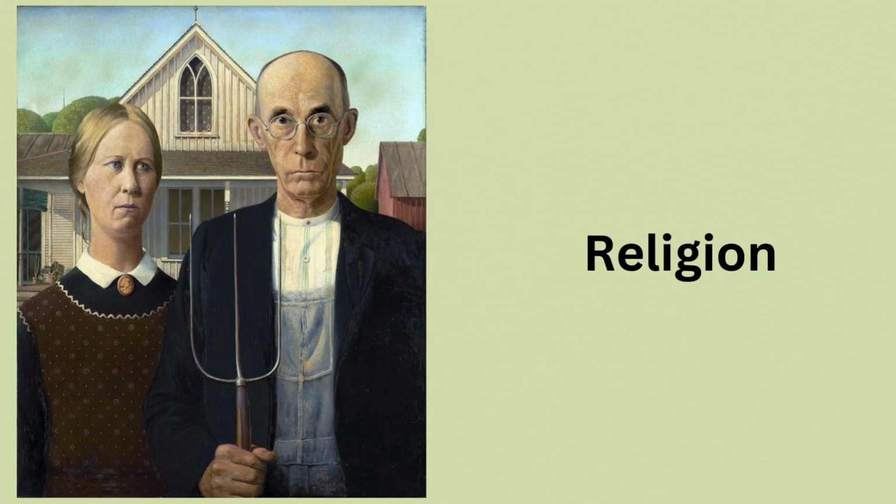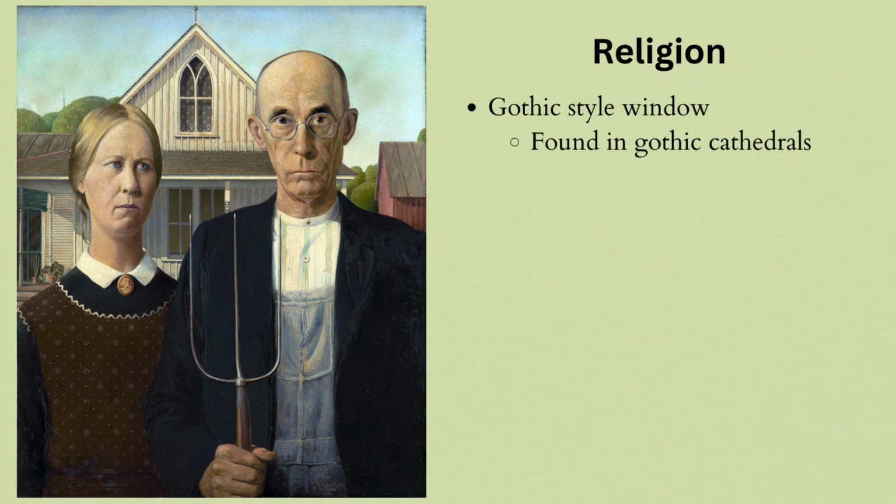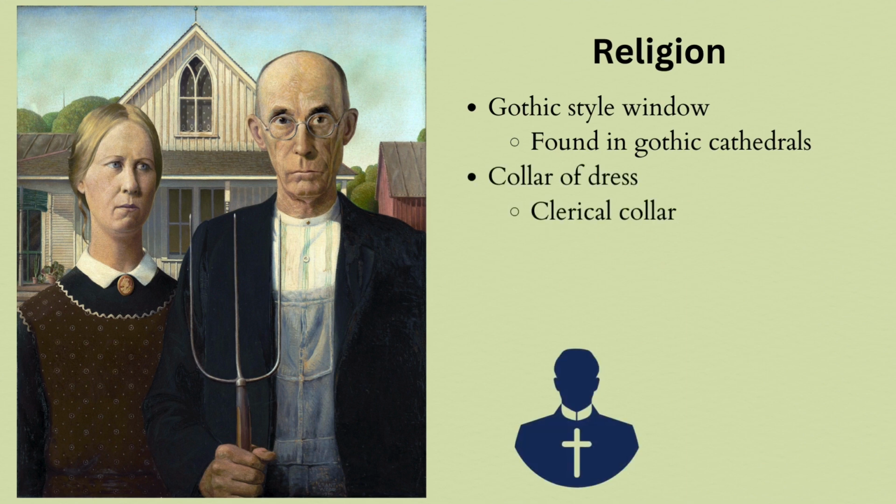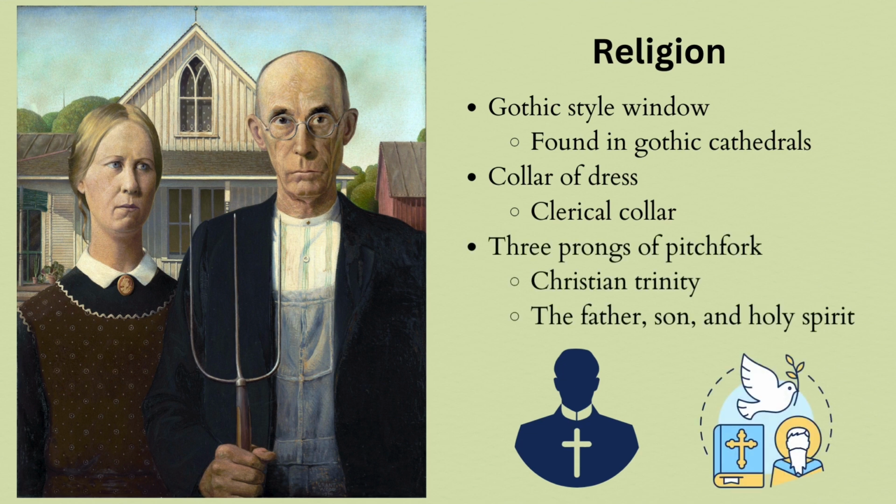When analyzed closely, Wood includes tiny details alluding to religion in his work, including the previously mentioned Gothic-style windows, which can be found in older Gothic cathedrals. The collar of the woman's dress is similar to clerical collars worn by the clergy of a Christian church, a sign of a person's religious calling. Additionally, the three prongs of the pitchfork symbolize the Christian Trinity: the Father, the Son, and the Holy Spirit.